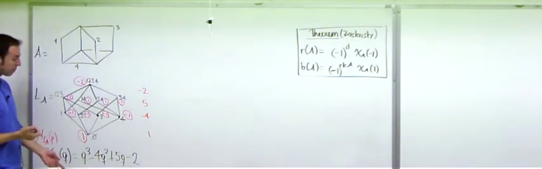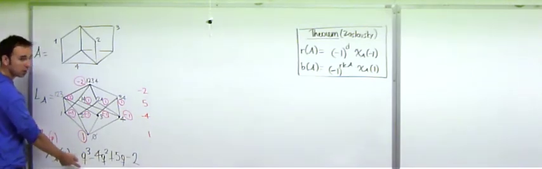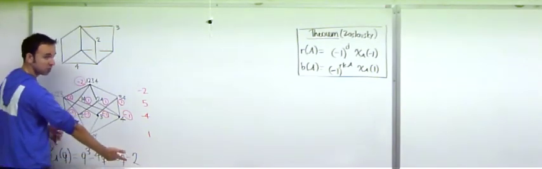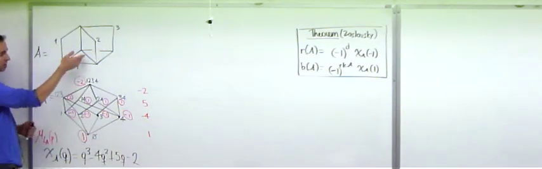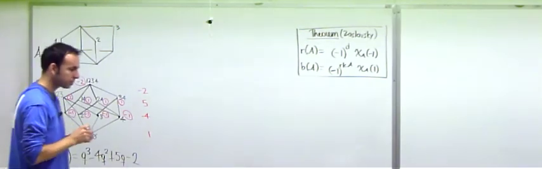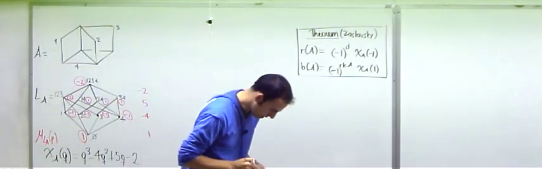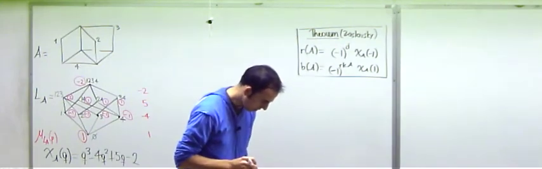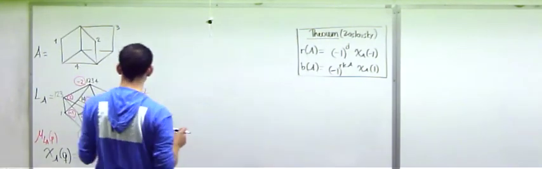And if you want the number of bounded regions, well, it's going to be plugging in 1, which is 1 minus 4 plus 5 minus 2, which is 0. And that makes sense because here none of the regions are bounded, okay? Okay. So let's prove this.